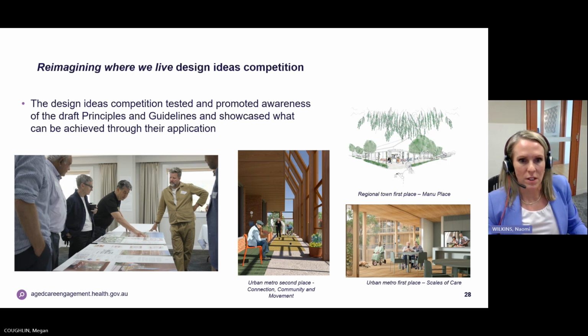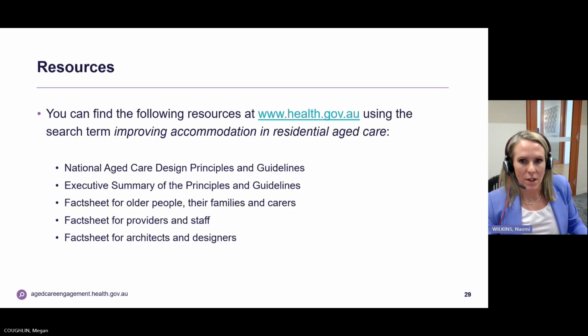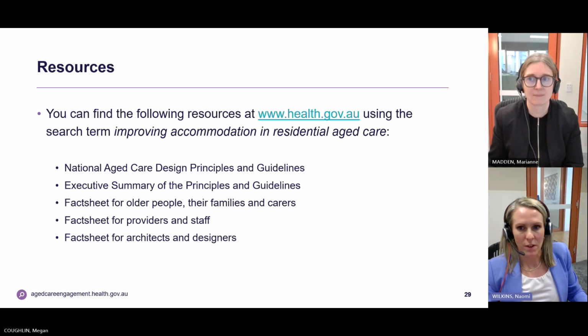Or I might just suggest that if someone can, we pop a link into the Q&A chat to the website too. And then there's just a reminder there on the slide for more information and where to find the resources I mentioned earlier. So you can just visit the website health.gov.au and use the search term improving accommodation in residential aged care, and you should find some of that information. I'll now hand back to Marianne.